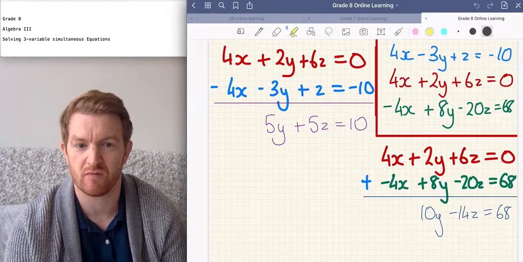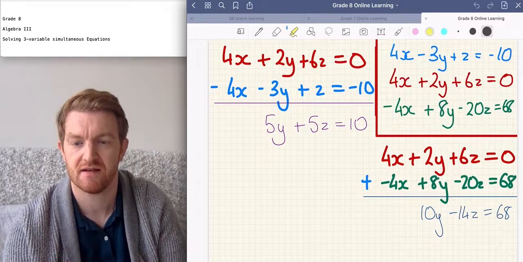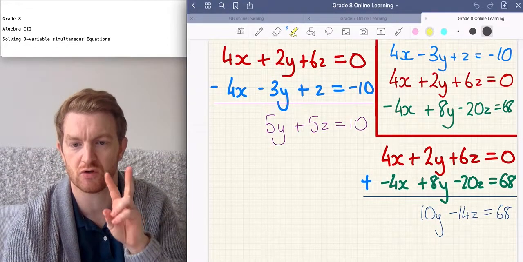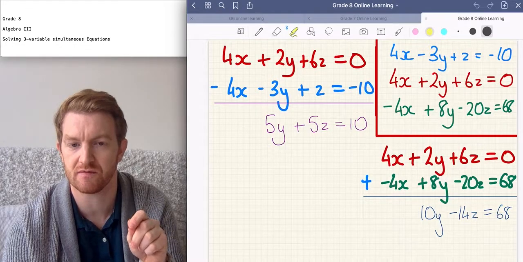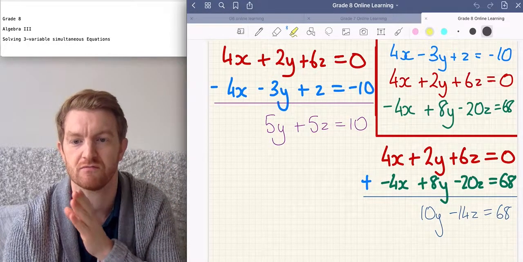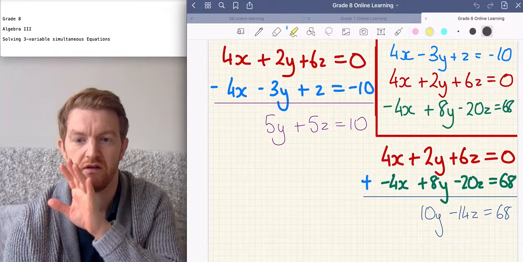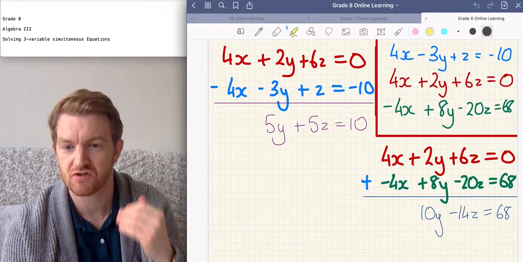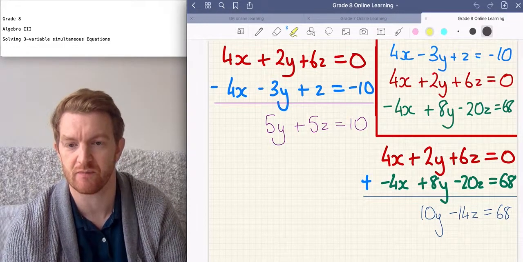So now at this point, we had x's, y's, and z's. And now we've changed that, so we've only got y's and z's. So we've got two variables. We've eliminated one of them. By doing that, we've created two equations similar to the ones which we looked at in the previous video. We've got two equations, two letters, and we can solve them in the same ways that we've done before.